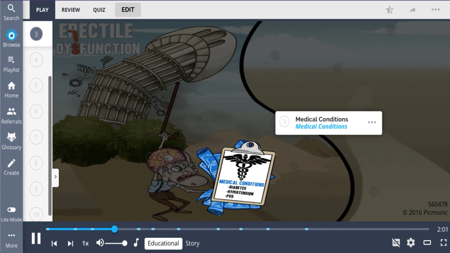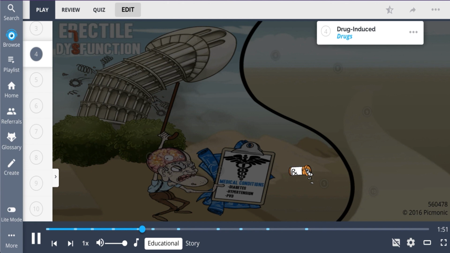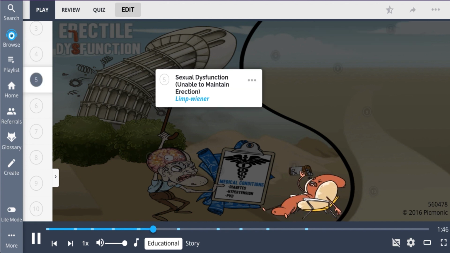ED may also be related to a number of medical conditions, shown by the clipboard with medical conditions listed, such as diabetes, hypertension, and peripheral vascular disease. Additionally, various medications can lead to drug-induced ED, shown by the bottle of drugs. Simply put, erectile dysfunction is defined as sexual dysfunction and being unable to achieve or maintain an erection for sexual activity, shown by the limp wiener.